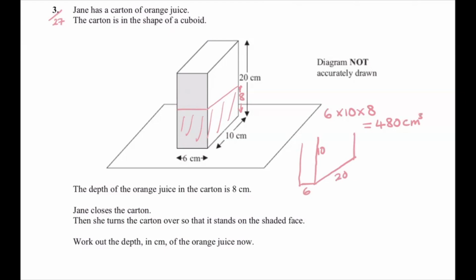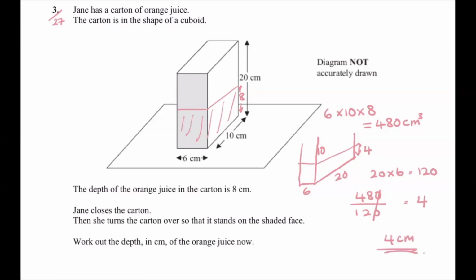I find drawing and modeling a really important part of my problem solving. I would encourage everybody to do it. Now I'm going to do my 20 times 6, which is 120. I know that my total capacity is 480, which I'm going to divide through by the 120. Cancel that. 12 into 48 equals 4. So the depth in my new carton is going to be 4 centimeters, and that is my final answer.